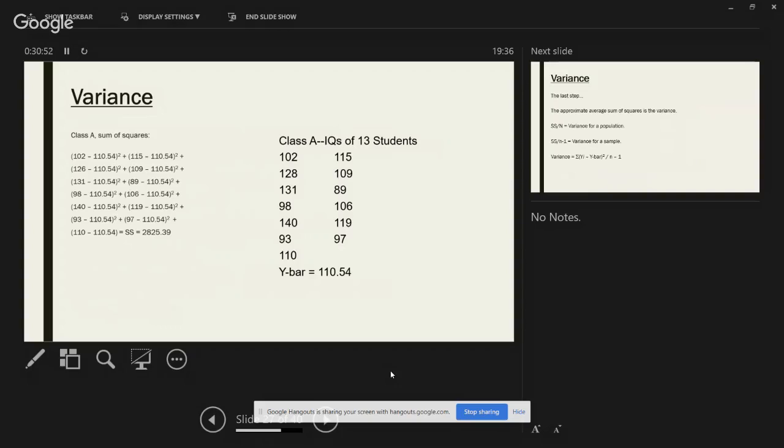Now, if you want to calculate the variance for the whole class, we'll do the same for every single student. As you can see, we are subtracting the mean, 110.54, from 102, then subtracting the mean from 115, and so on for all the values, to finally get the sum of squared values as 2825.39.